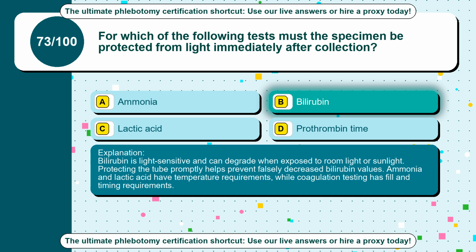Bilirubin. Bilirubin is light sensitive and can degrade when exposed to room light or sunlight. Protecting the tube promptly helps prevent falsely decreased bilirubin values. Ammonia and lactic acid have temperature requirements, while coagulation testing has fill and timing requirements.